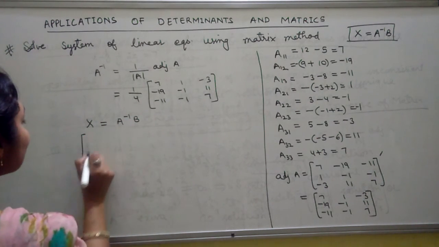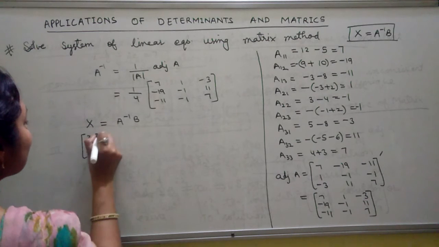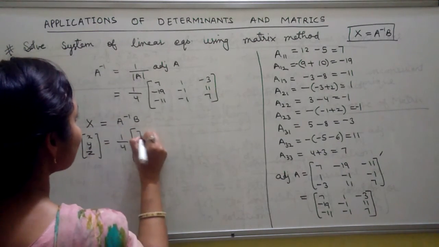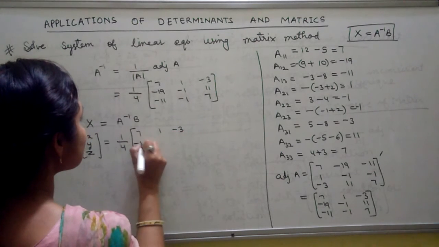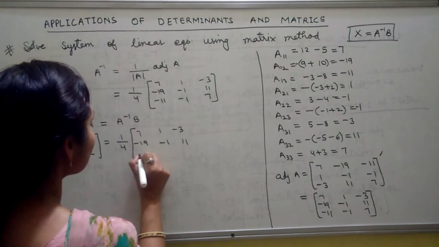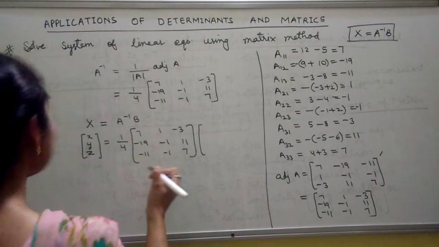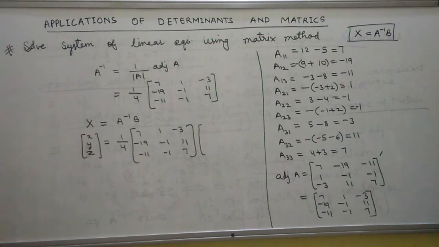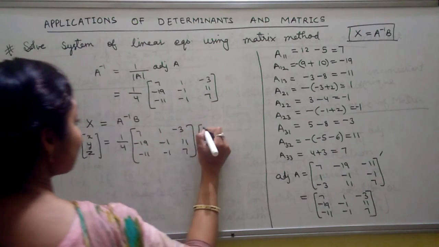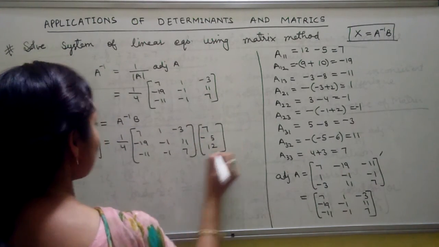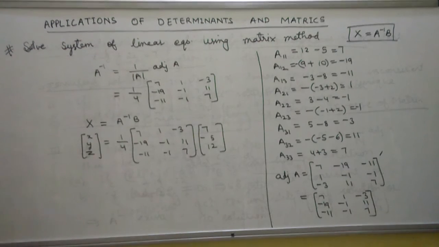To find the values of the variables x, y, z, write the values: 1 by 4 times the matrix 7, 1, minus 3, minus 19, minus 1, 11, minus 11, minus 1 and 7, along with B. What is the value of B? B is equal to 7, 5, 7, minus 5 and 12. Okay, now I will solve the values.